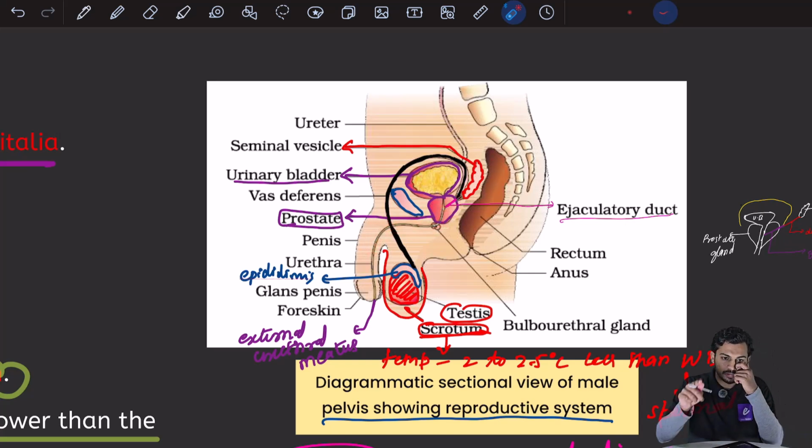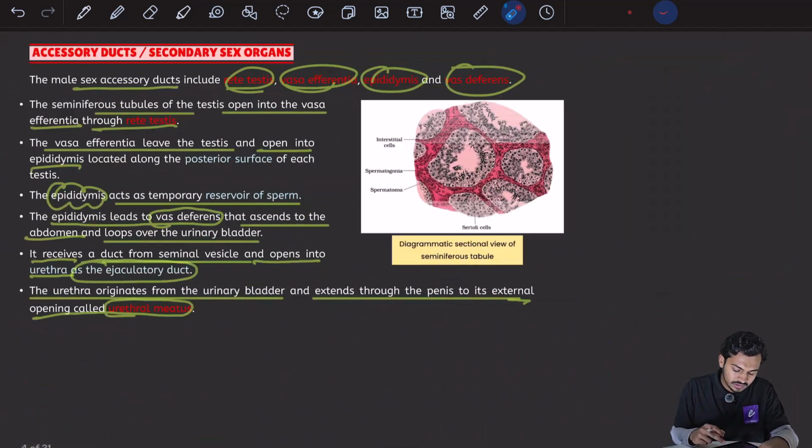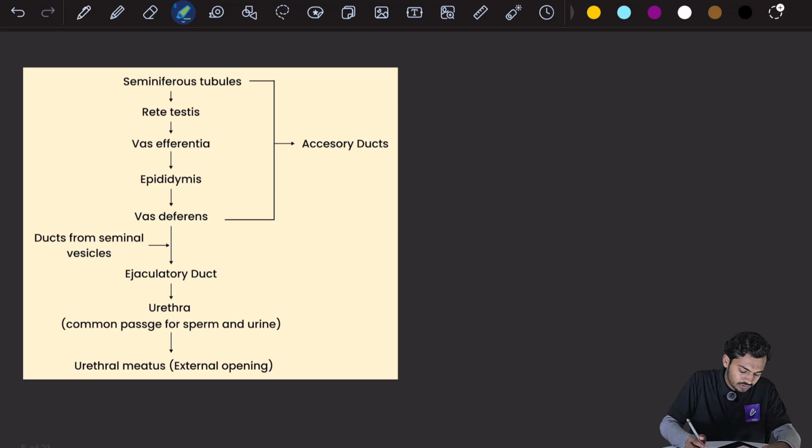तो sperms का जो pathway है दोस्तों ये कैसा है? It will start in the seminiferous tubule. From seminiferous tubule it will go in the rete testis. From rete testis it will go to vas efferens. From vas efferens to epididymis.